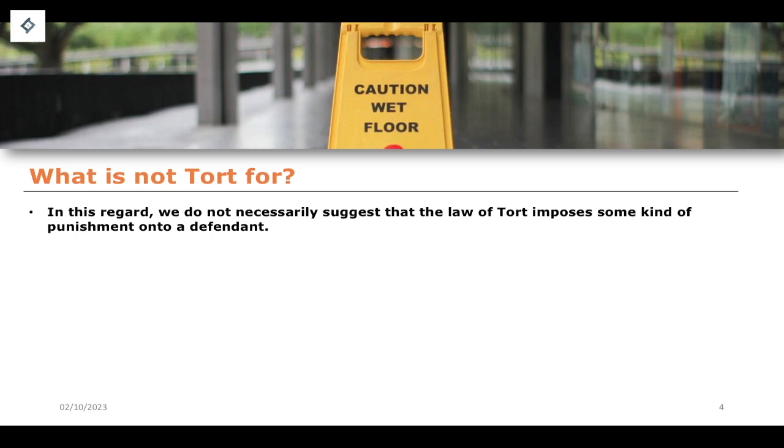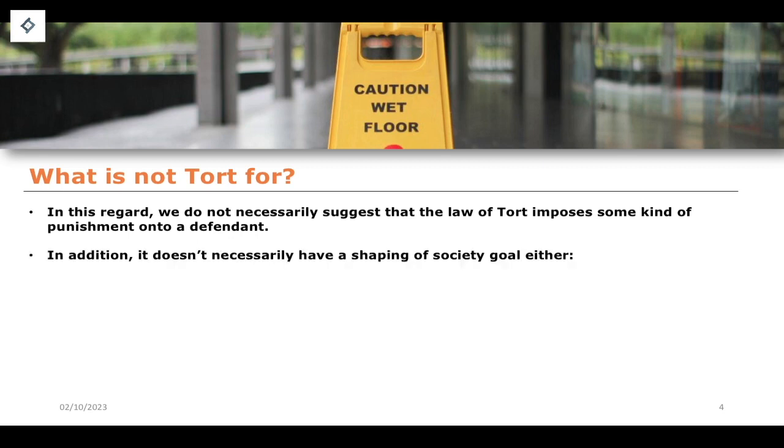You may think that the resulting damages that an individual may have to pay, or the retraction of a statement that may have to be made by a defendant, is a kind of punishment. But the purpose of that particular imposition of damages isn't to punish the defendant. It's for compensation, which we'll get to in a second. So it means that this kind of idea of shaping society as a goal for tort doesn't really attach to the idea of tort more generally.